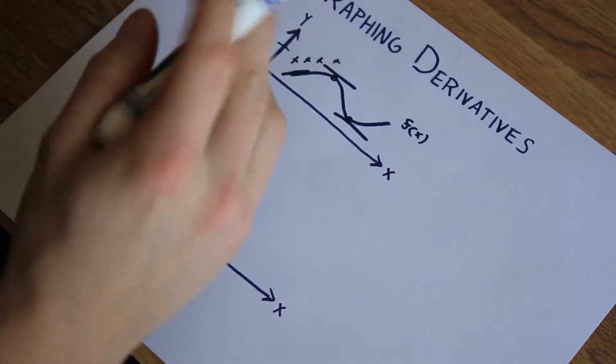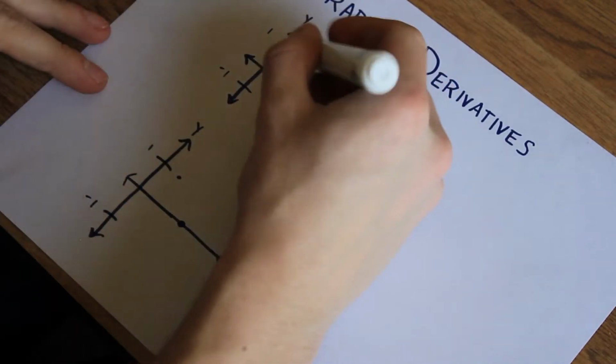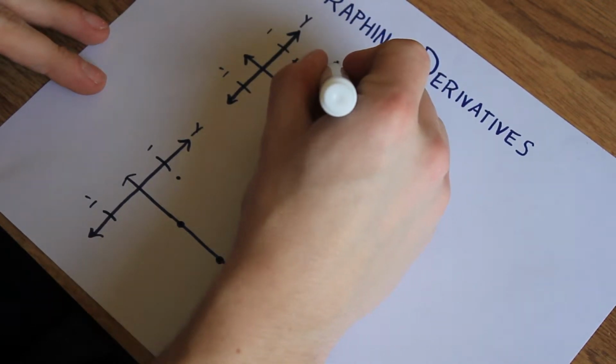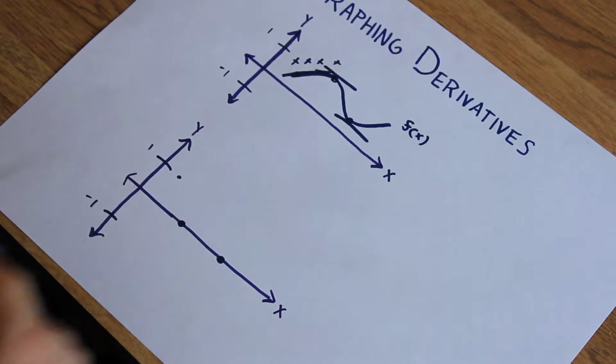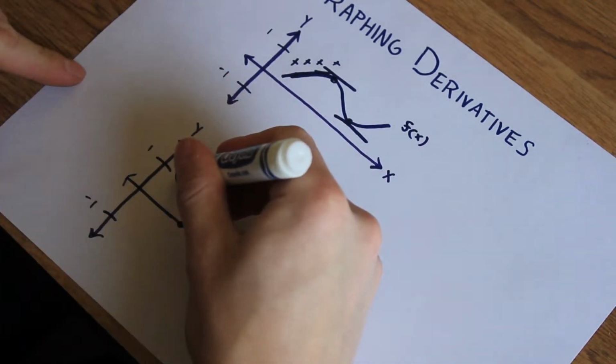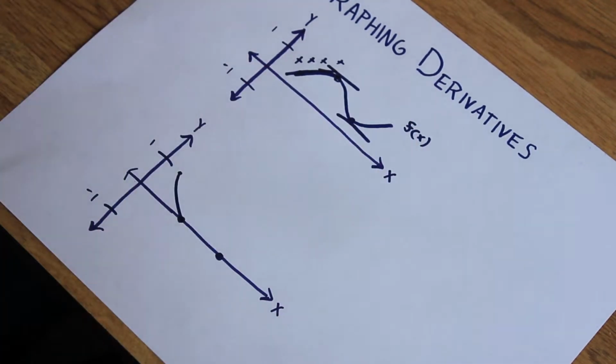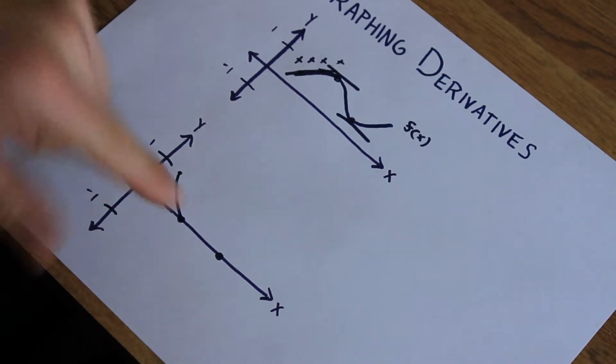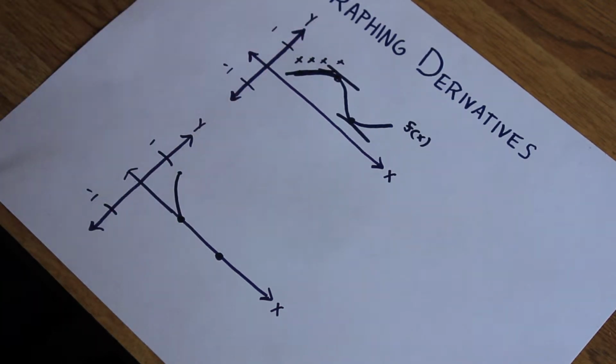And it is 1, and the slope is slowly getting smaller and smaller until we get to the 0. So this is simply going to be a curve down, because it starts at 1 and gets smaller and smaller until we get to our 0 slope.